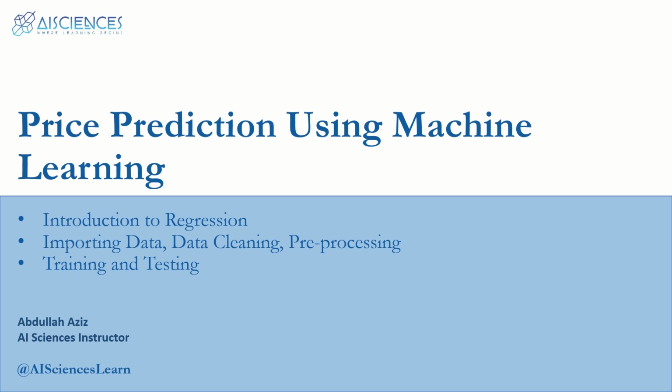Alright, so we are going to get started with an introduction to regression. We're going to look at our data set, which has been provided to you in the description below. It's actually an Airbnb dataset that belongs to a Kaggle challenge. And we're going to do some training and finally we're going to test our model.